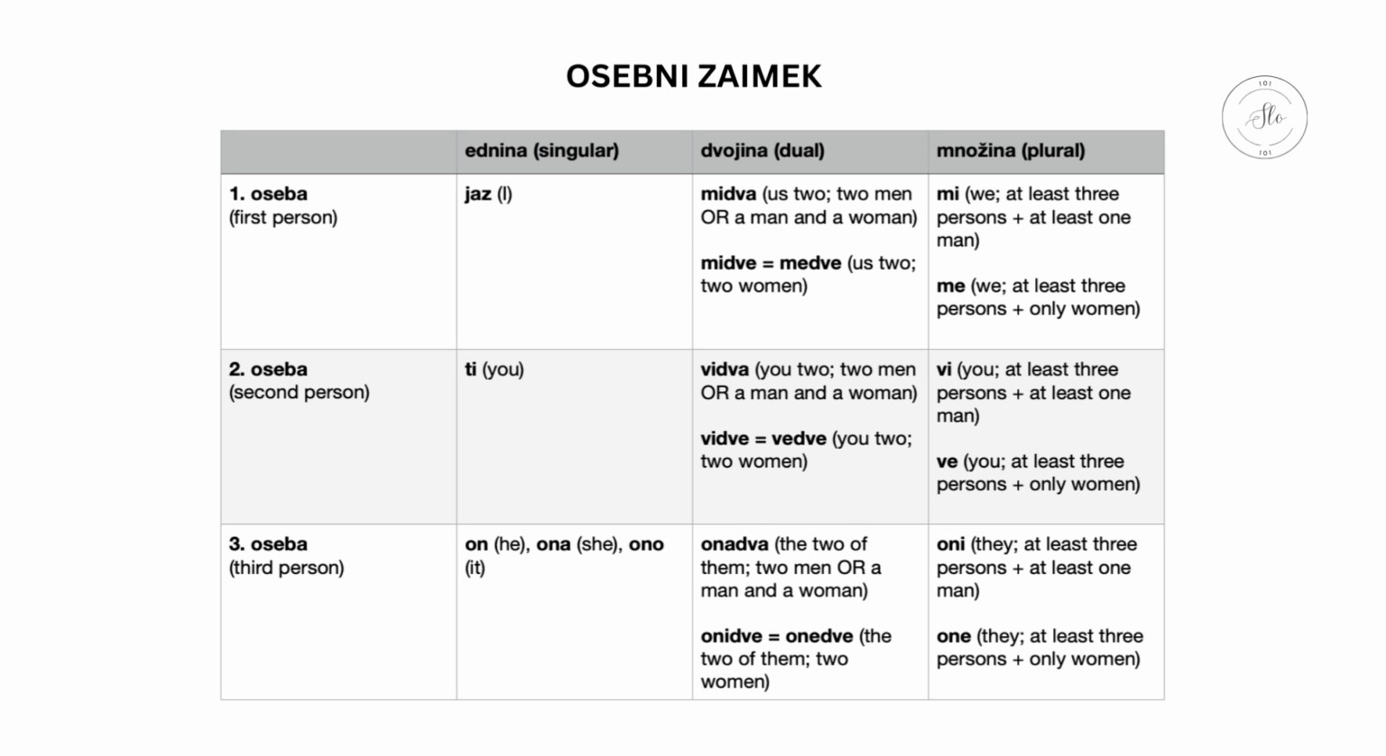For second person, if there is at least one man, we say vi. And if there are only women, we say ve.